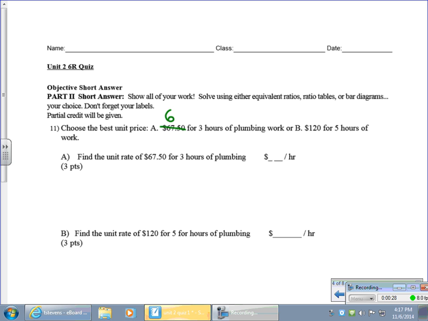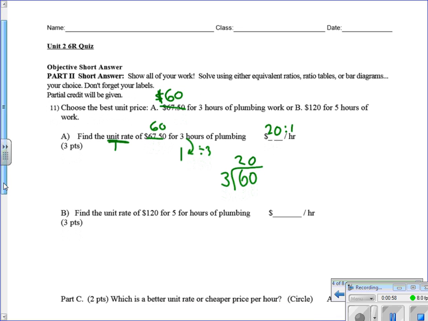I changed this to $60 to make it easier. Now, unit rate means one. So instead of $60 for 3 hours, we want to know what it is for 1 hour. So we're going to go from 3 hours to 1 hour. How do you do it? Divide by 3. All right. 60 divided by 3. 3 goes into 6 twice. $20 for 1 hour of plumbing work. All right.